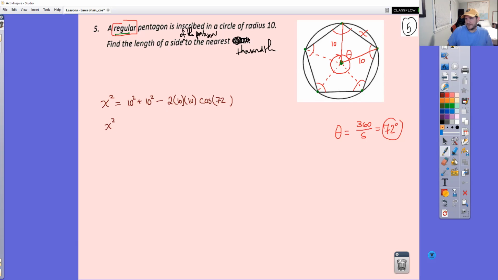So much of this math I can do in my head. That's 100 and 100, so that's 200. That's 100 times a 2, so that's 200. Cosine 70... 72, yikes. All right, I've run out of math that I can do in my head, but I can type this in a little bit easier. So 200 minus 200 times the cosine of 72 gives us 138.